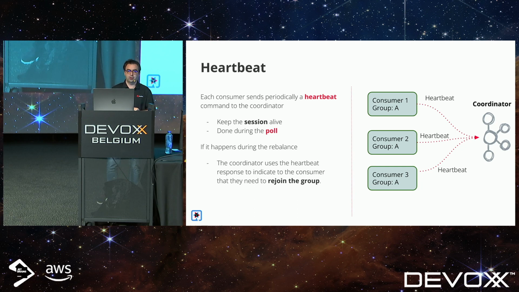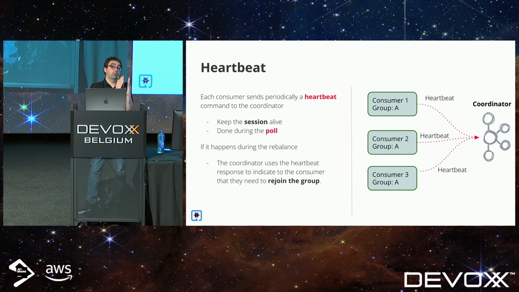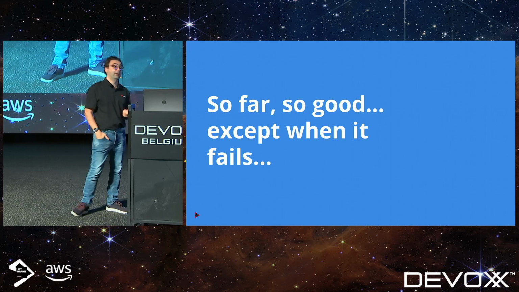If you don't, you're considered dead, triggering another rebalance where it will send a join group, but with one less consumer. If you rejoin, another rebalance protocol. So far so good, except when the rebalance protocol starts failing. And it's a distributed system, so it will eventually fail. And then things start to be interesting.